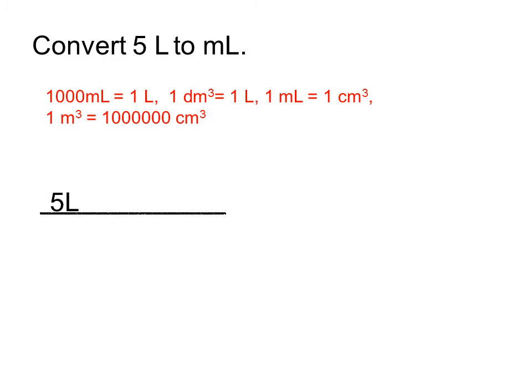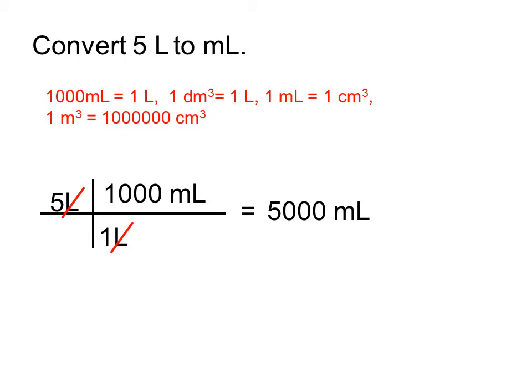So you start with your 5 liters. Got to put liters on the bottom. Since I'm trying to get it to milliliters, that goes on top. So I pick that number there and stick it there, and that number there goes down there. Cancel liters: 5,000.